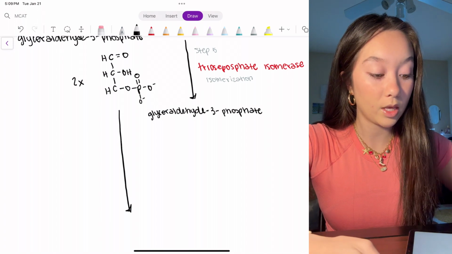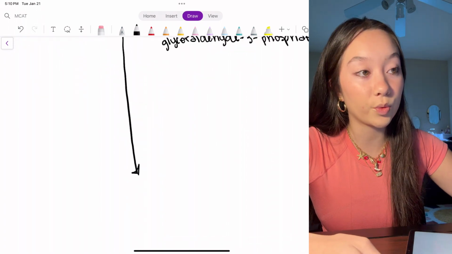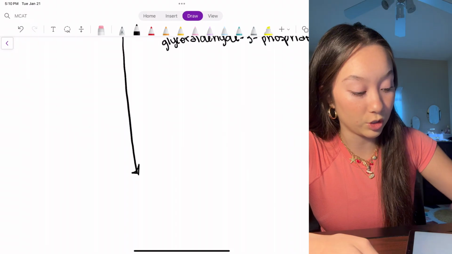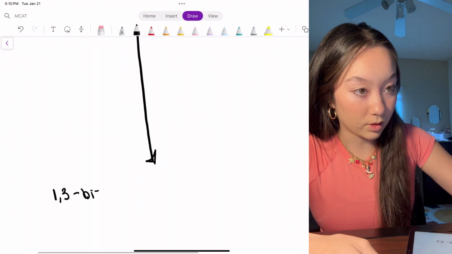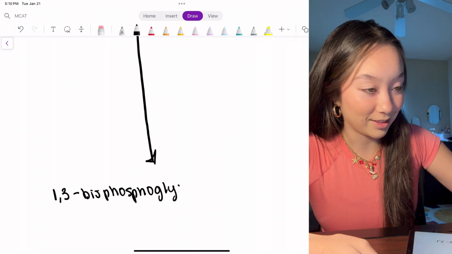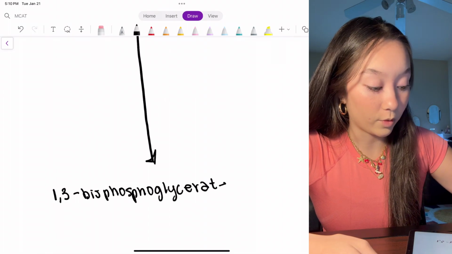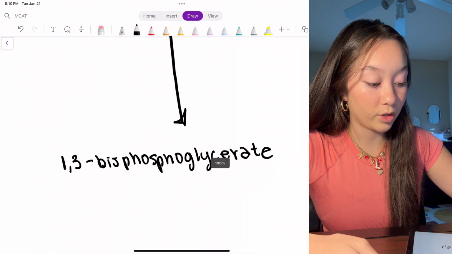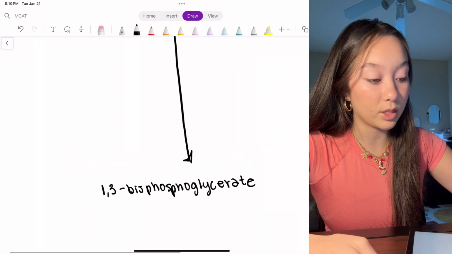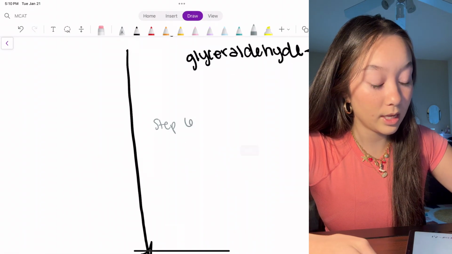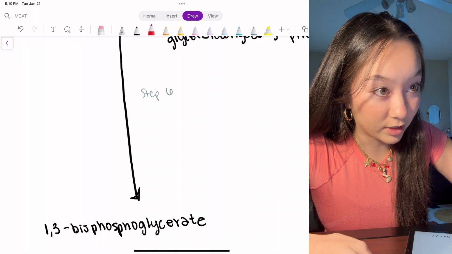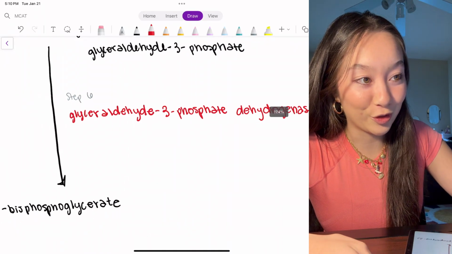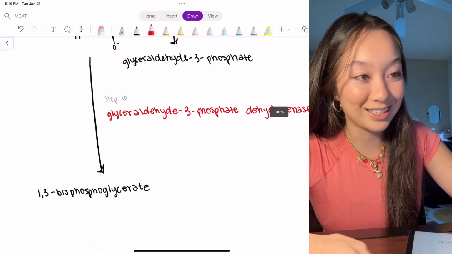So glyceraldehyde 3-phosphate gets turned into 1,3-bisphosphoglycerate. Wow, that is a long word. 1,3-bisphosphoglycerate. And so this is step 6. And this is catalyzed by an enzyme called, bear with me here, glyceraldehyde 3-phosphate dehydrogenase.